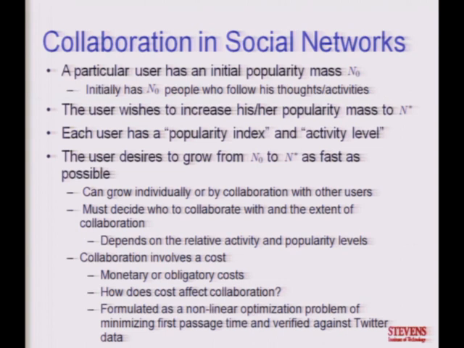And we want to grow this to some value like n star, typically greater than n0. One question is, what are the factors that affect this? Suppose I start a group or a movement. It could be a serious movement like Occupy Wall Street, or it could just be a group where we say, hey, let's start an interest group on social networks.